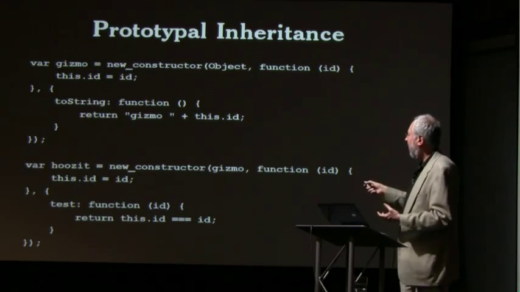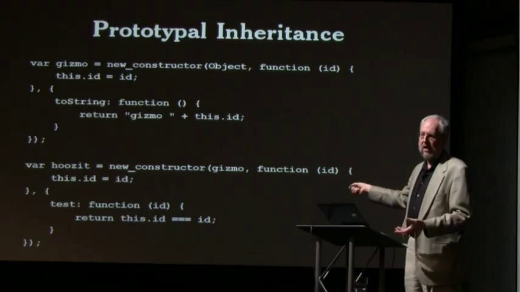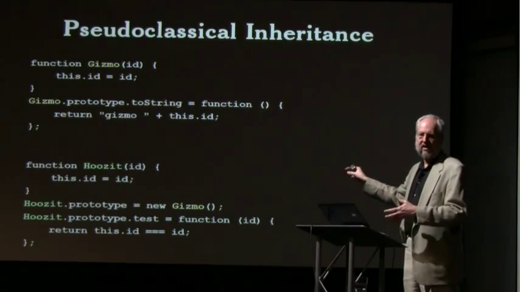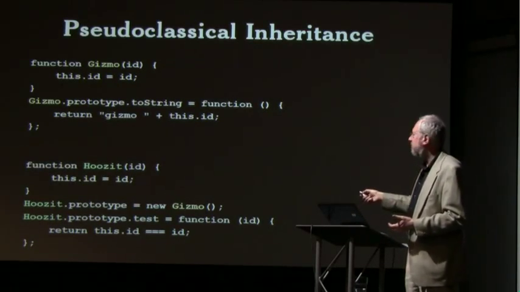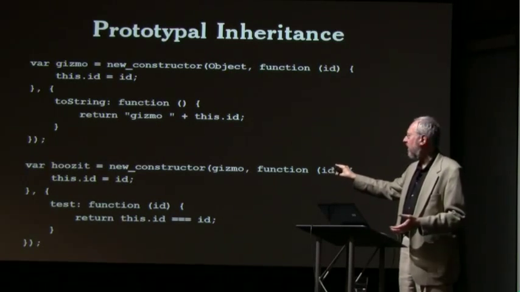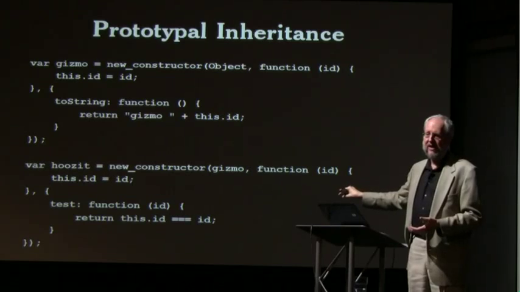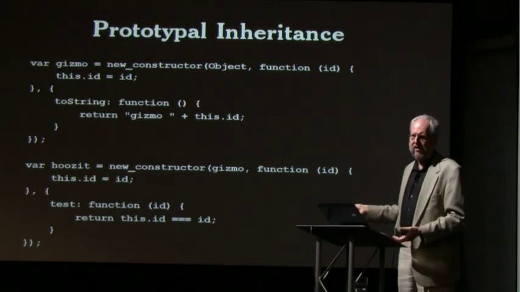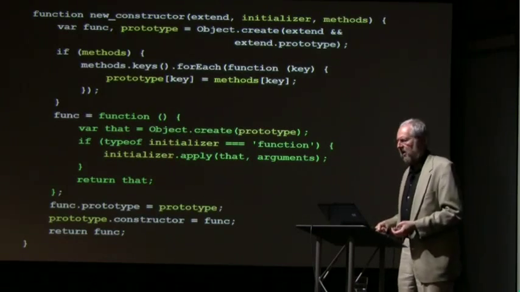So to my eye, this looks a whole lot more rational than that did, with all the stuff hanging out in the weird replacement. So the language doesn't provide the new constructor function that you need to do this, but it turns out it's a really easy function to write. So let's write that function.